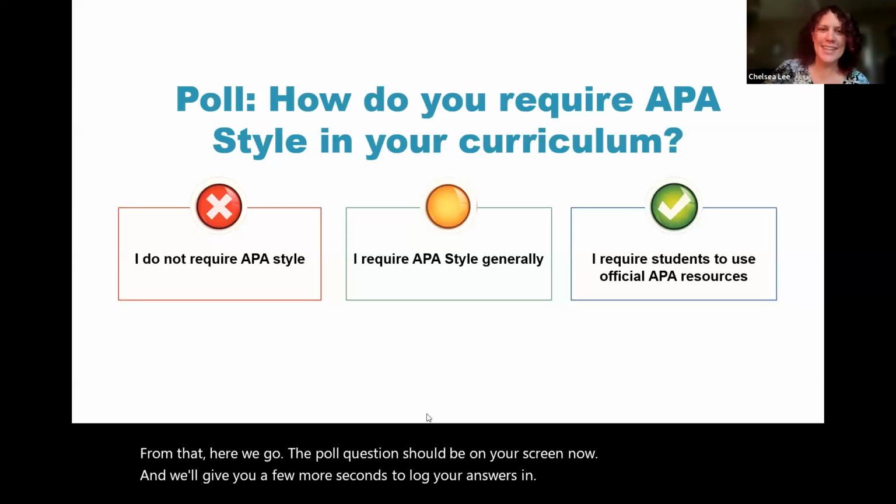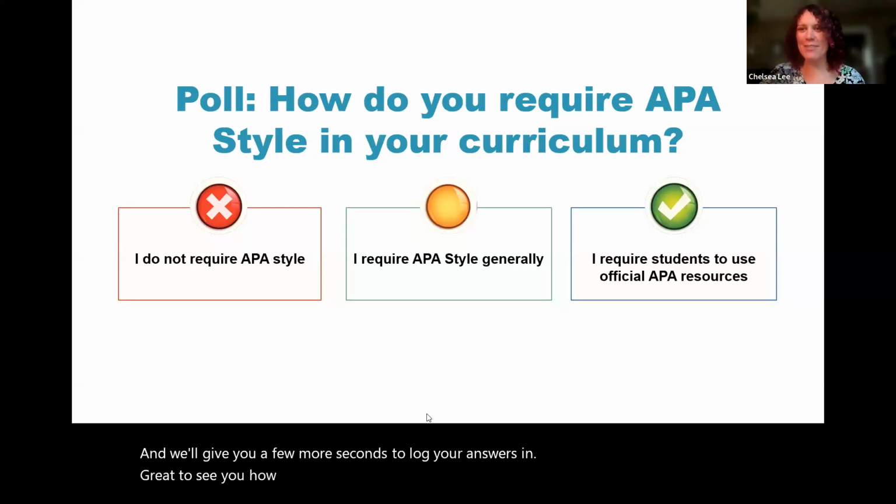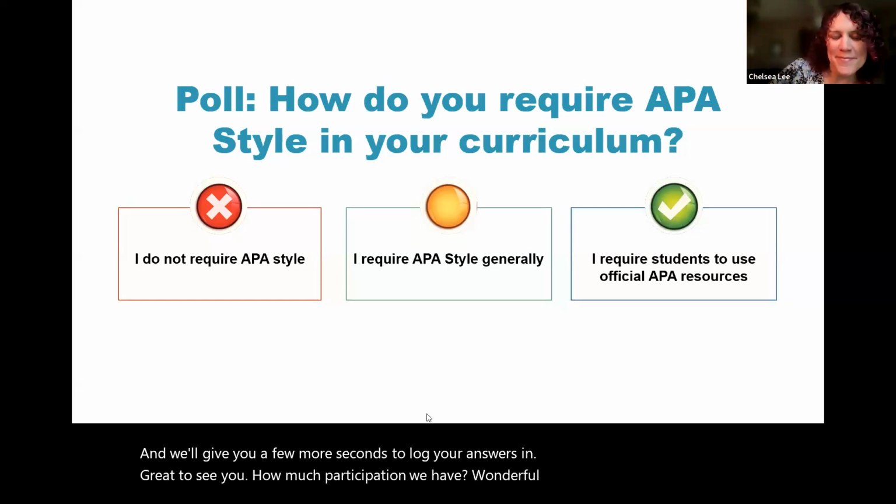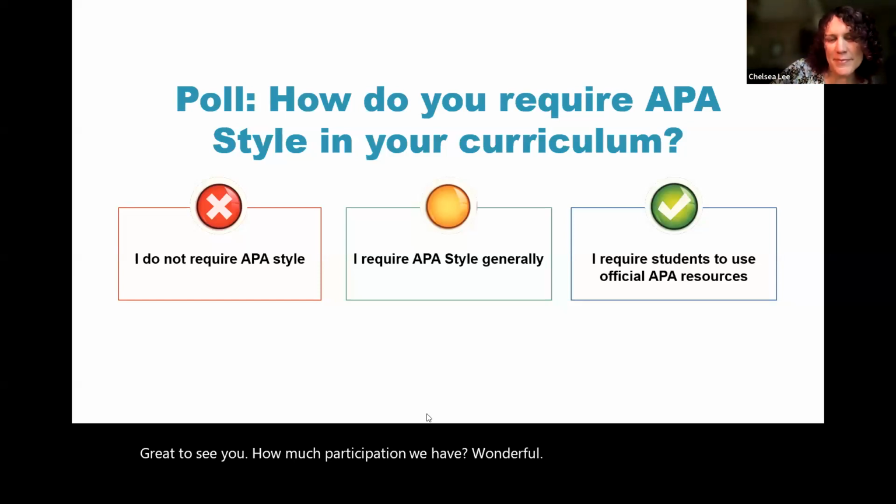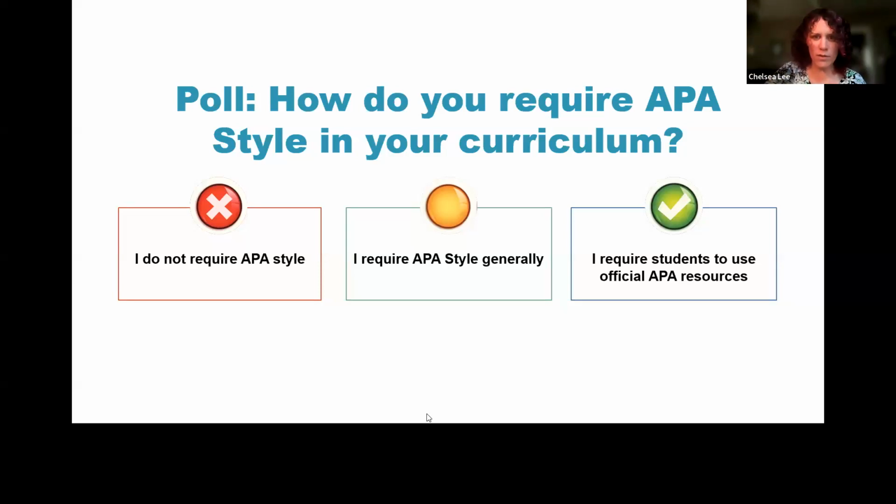It's great to see how much participation we have. Wonderful. All right, let's end the poll. We've got a good participation rate. So you can see the results on the screen.